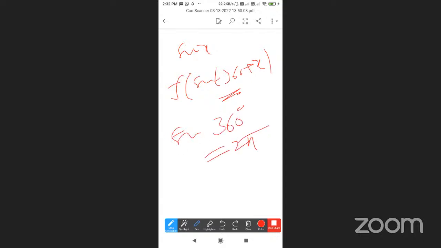What example do we know? Let's take sin x, f of x. For sin x we know sin of 360 plus theta is equal to sin x. Therefore, the period of sin x is 360 degrees, or 2 pi. Cos is also 2 pi. If f of x plus a is equal to f of x, then a is the period of the function.